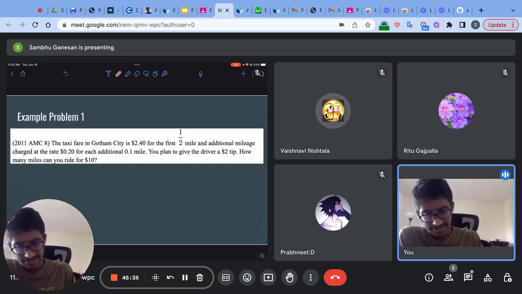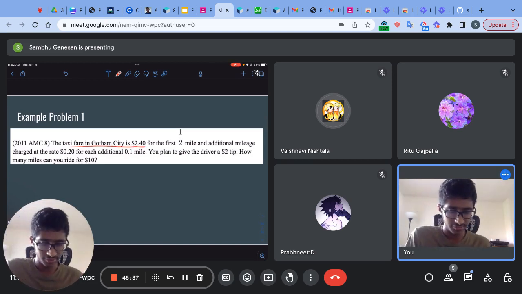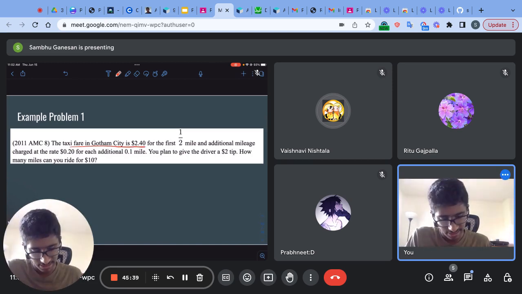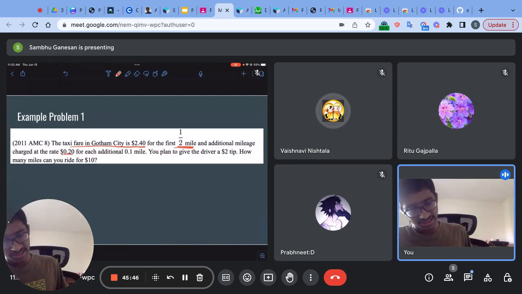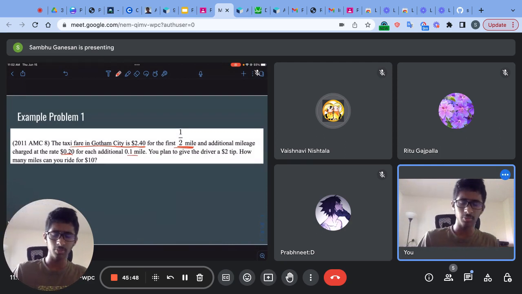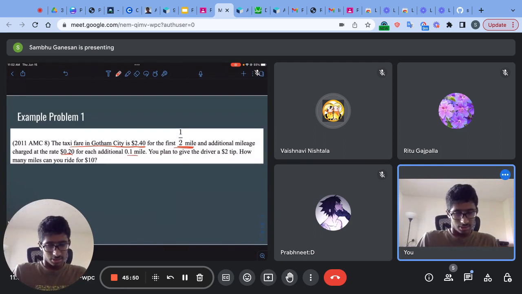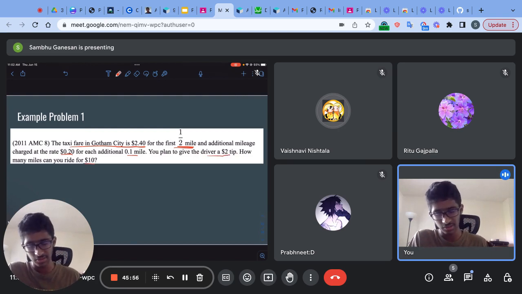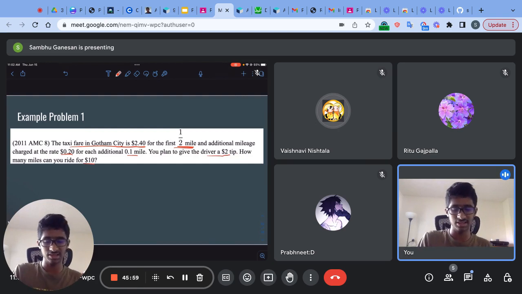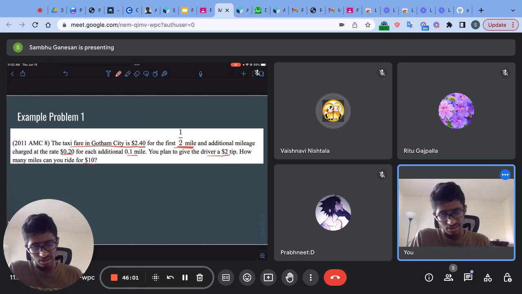So they say the taxi fare in Gotham City is $2.40 for the first one half of a mile, and an additional mileage every mile you ride after that. It costs 20 cents for each additional 0.1 mile. Okay, so you plan to give the driver a tip of $2. So how many miles can you ride for $10? So the question is, how many miles can you ride for $10?